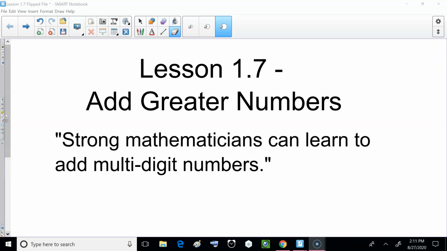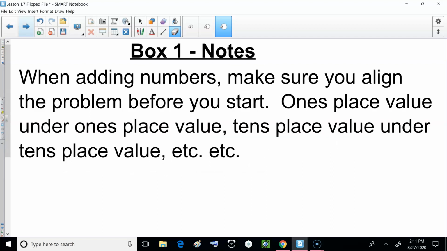Welcome to lesson 1-7, add greater numbers, so that strong mathematicians can learn to add multi-digit numbers. We've been adding up to the last session. We were adding up to the thousands place value. Well, now we're going to add up a little bit bigger numbers.